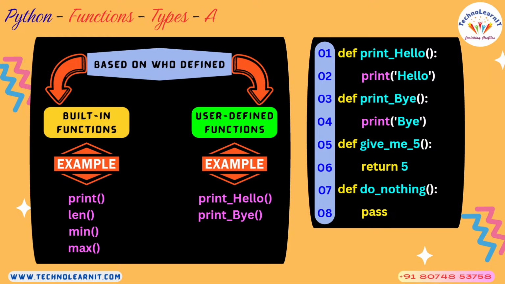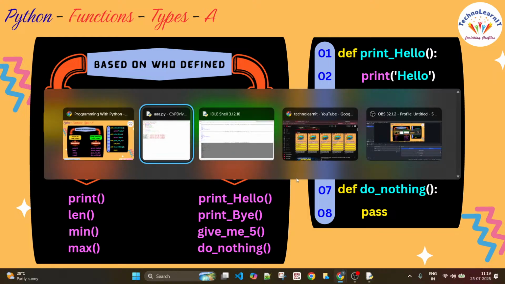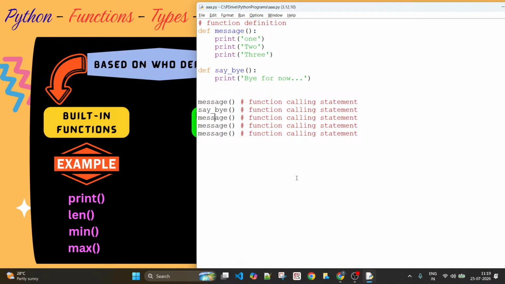So all these functions you see here, hello by, give me, if I do nothing, these are all user-defined functions. User here means the developer. So if a developer has written some code, and in my example in this Python file, what are the user-defined functions? Message is a user-defined function. Say underscore by is a user-defined function, because Python doesn't know what the message function is. Does Python know any function by the name message? No, it doesn't. But we as users know that because we have defined that function, correct?